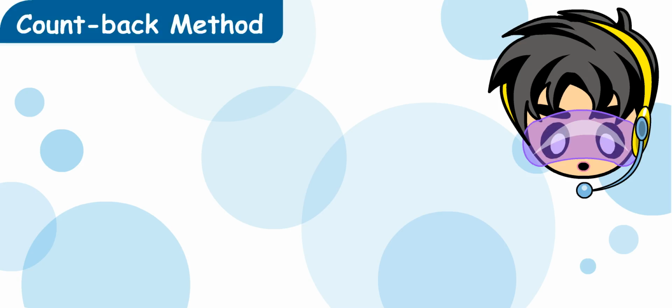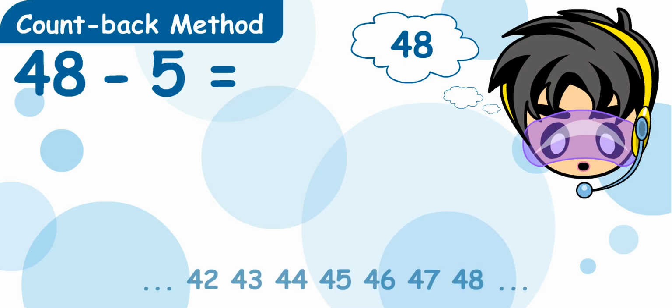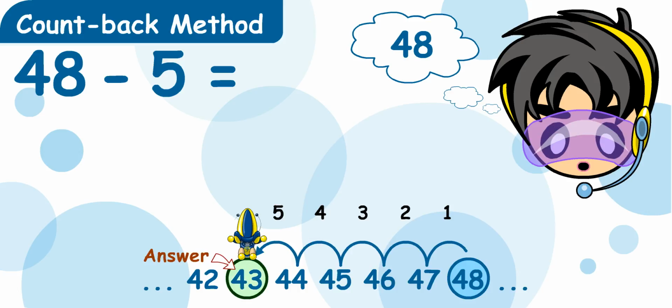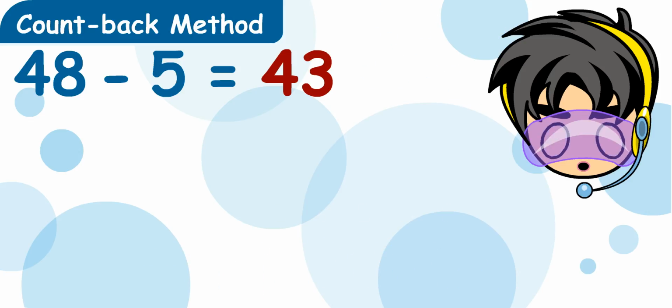Can you subtract 5 from 48 using the count back method? Oh yes! I keep the bigger number 48 in mind and I count back from 47 for 5 numbers. So, I count back 47, 46, 45, 44, 43. I get 43 when I subtract 5 from 48. Good work! Try another one.